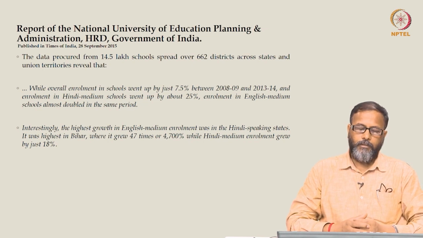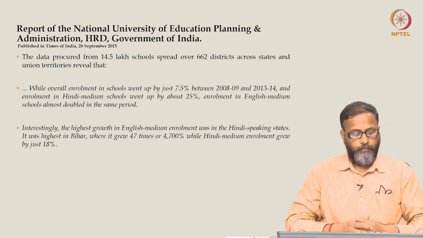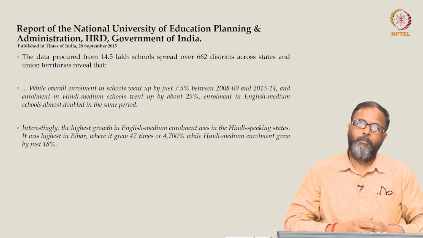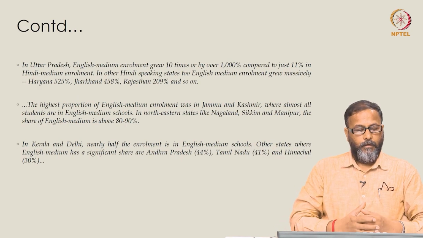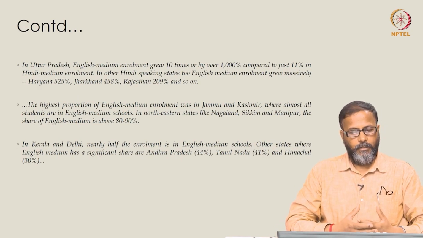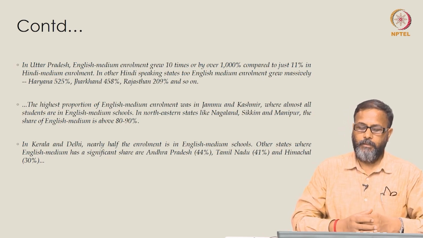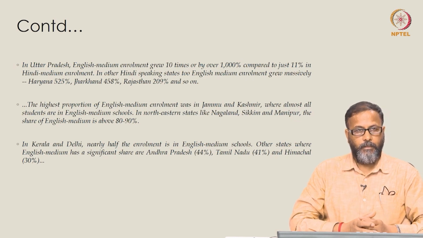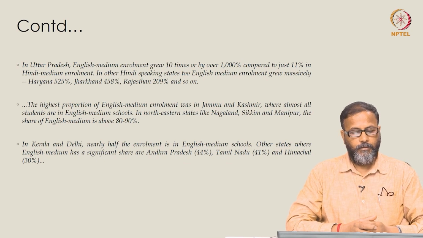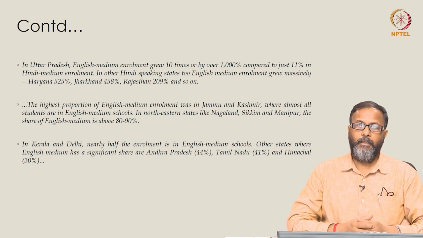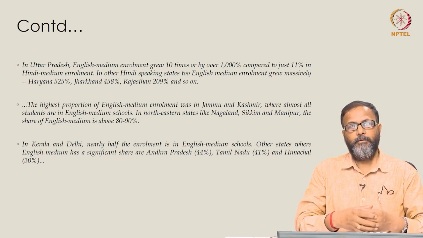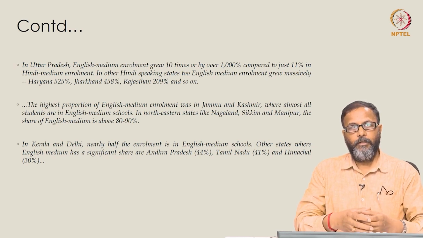Interestingly, the highest growth in English medium enrollment was in the Hindi speaking states. It was highest in Bihar, where it grew 47 times, while Hindi medium enrollment grew only by 18 points. In Uttar Pradesh, which is another major Hindi speaking state, English medium enrollment grew 10 times, by over 1000%, compared to 11% in the Hindi medium enrollment. And in other Hindi speaking states too, English medium enrollment grew massively. For example, Haryana 5 to 5%, Jharkhand 458%, Rajasthan 209%. And you can imagine the spread and penetration of English in our linguistic ecology and education system.